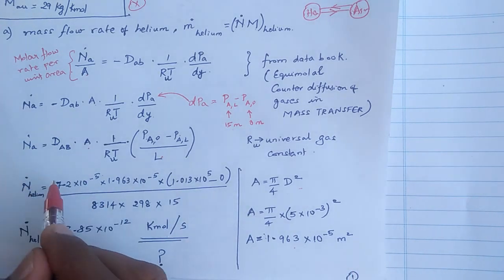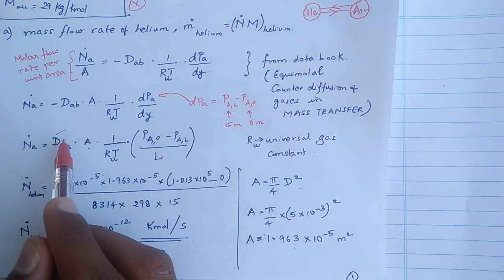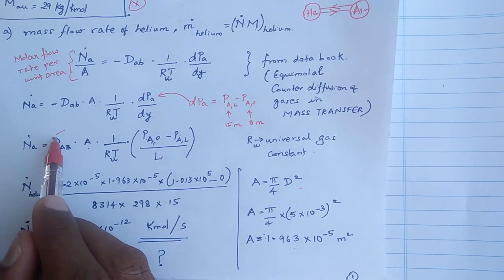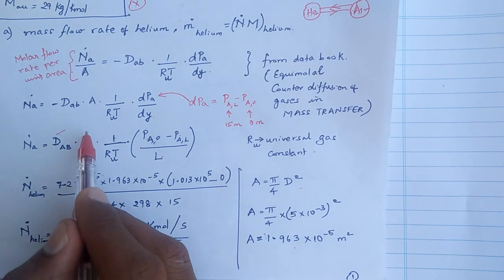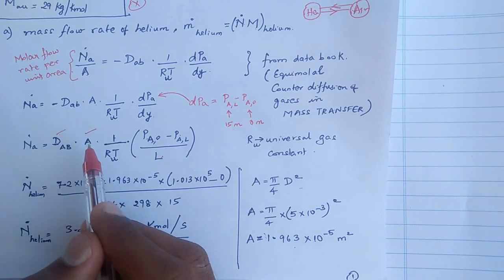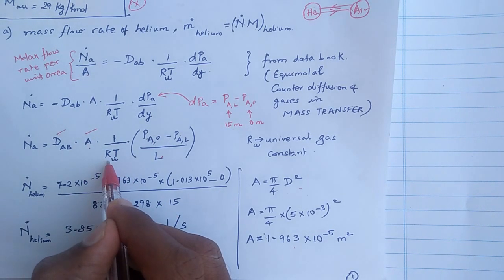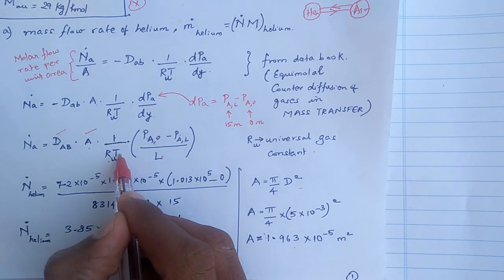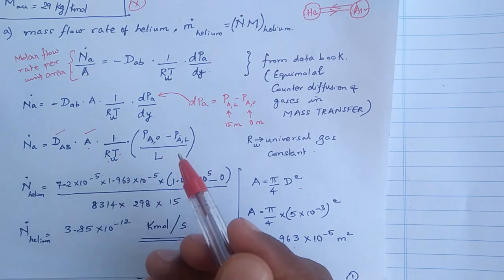So substitute this diameter, the diffusion coefficient can be found in the data book. Area, cross-section area is calculated. Ru is the universal gas constant, this is 8314, and temperature, this is 25 degrees Celsius. You have to substitute in Kelvin.